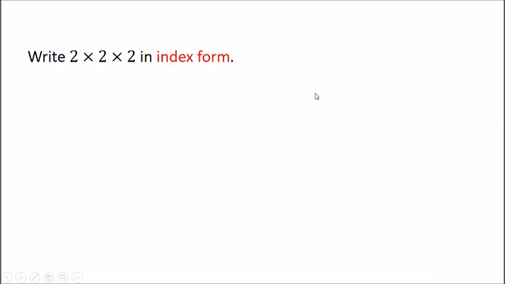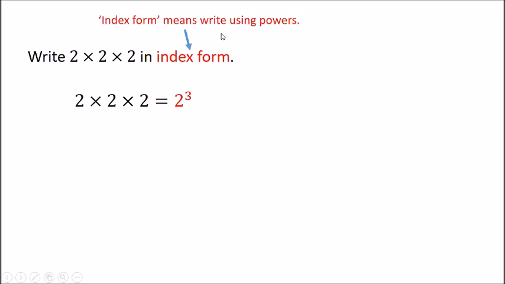Alright, so today we're going to be looking at this thing called index form. So what does this actually mean? This question says write 2 times 2 times 2 in index form. This is not asking us to work out what 2 times 2 times 2 is. That's not what it's asking us to do. It's saying write it in this particular way, and I'm going to show you what this actually means. So it's basically what we just did in that quiz, but backwards. So 2 times 2 times 2 in index form just means 2 to the power of 3. Index form means write it using powers, so using those little numbers on top.